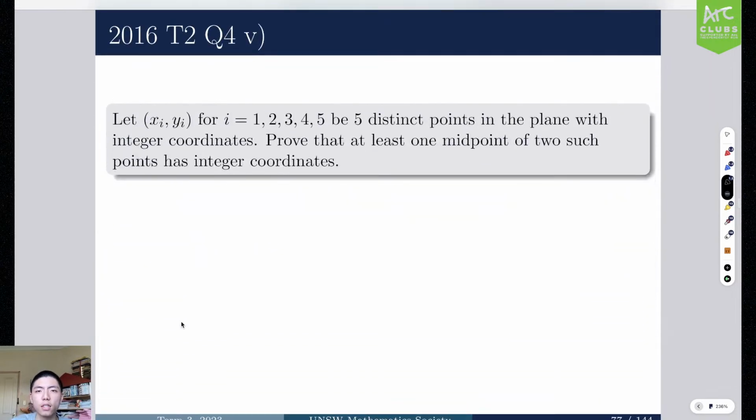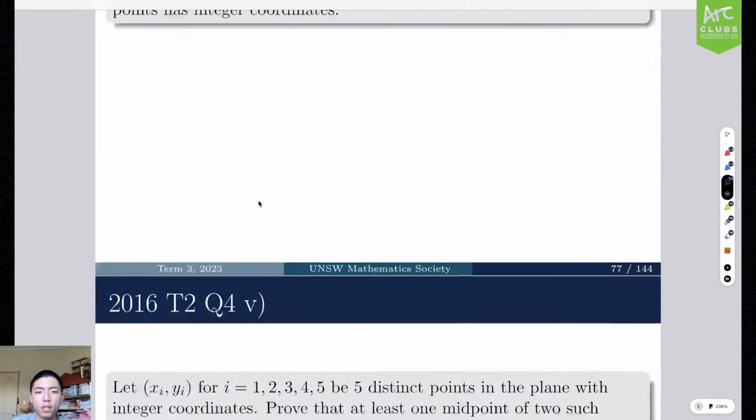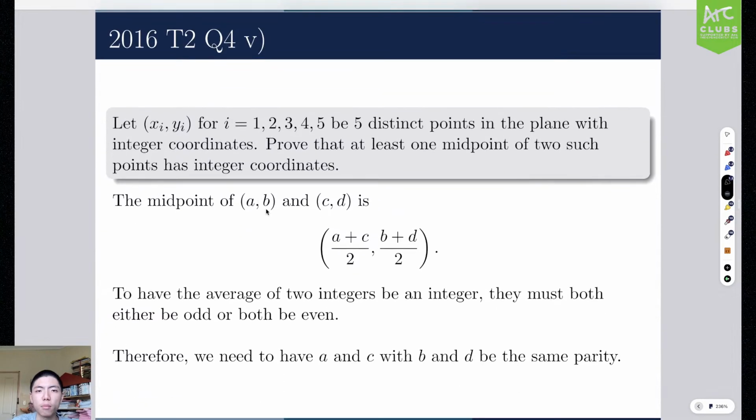Essentially, the idea behind this is because we know that the points are of integer coordinates, then the midpoint can be found by using the midpoint formula here. So if we want to have this midpoint to also have integer coordinates, then that means that it has to be a plus c and b plus d, both of them have to be even so that they will be divisible by 2. So let's just consider this separately, and we will consider this separately. So we need a plus c to be even, and we need b plus d to be even.